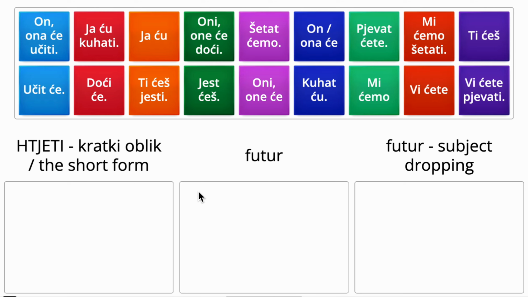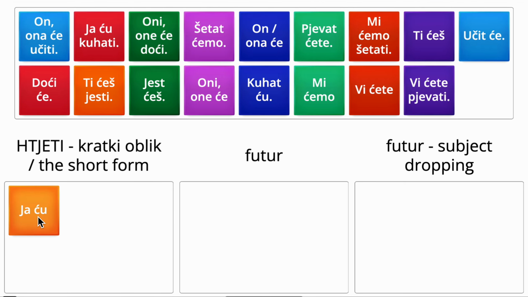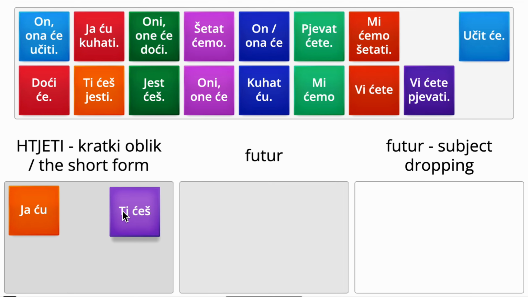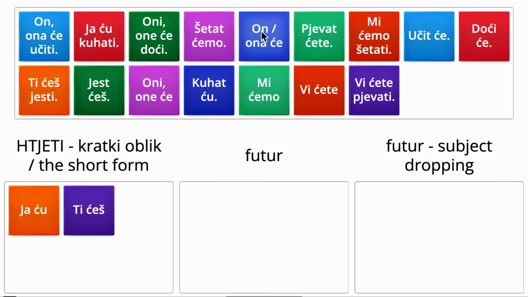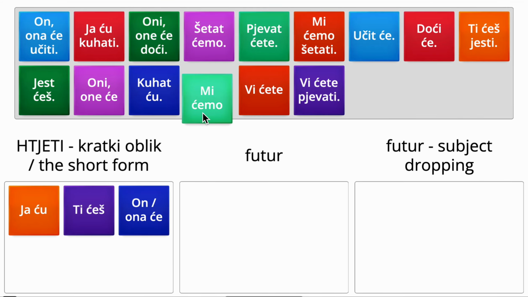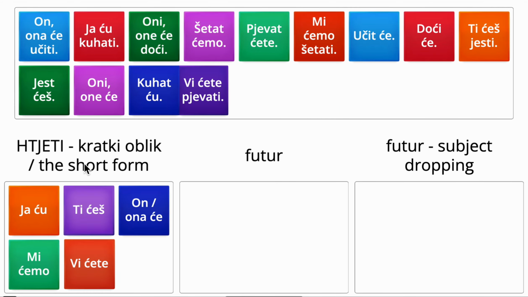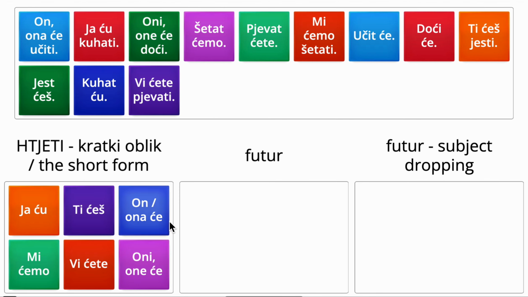So the short form of HTJETI is ja ću, ti ćeš, on or ona će, mi ćemo, vi ćete, oni or one će. So you can notice that the third person singular and plural have exactly the same form, će. Now to make the future tense, you would just have to take the verb in its initial form in infinitive and just attach it to the short form of the verb HTJETI.